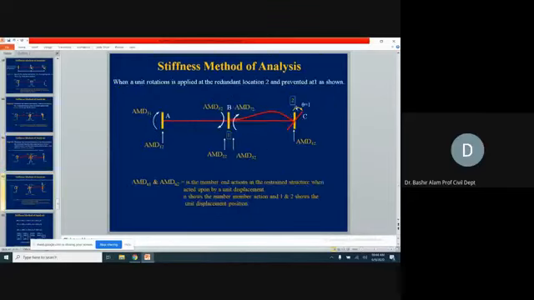So here you can see, corresponding to this, the rotation is provided and we find the corresponding actions, and we include them as AMD12, AMD22, AMD32, AMD42, and so on.